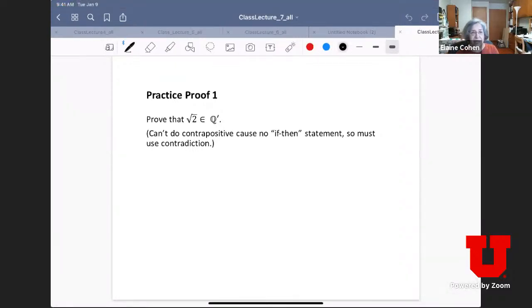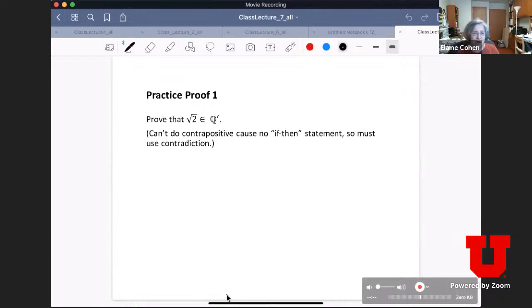And the second thing is that it's really hard to prove something is irrational. So what do we do? Well, that's a contradiction proof. So I'm going to give you a few minutes to try it yourselves, and then we'll launch in. So give it a try.